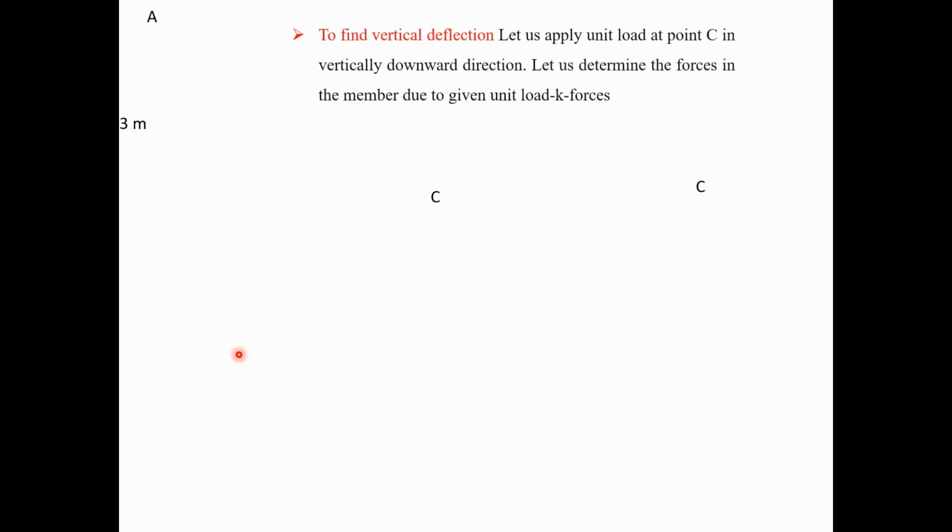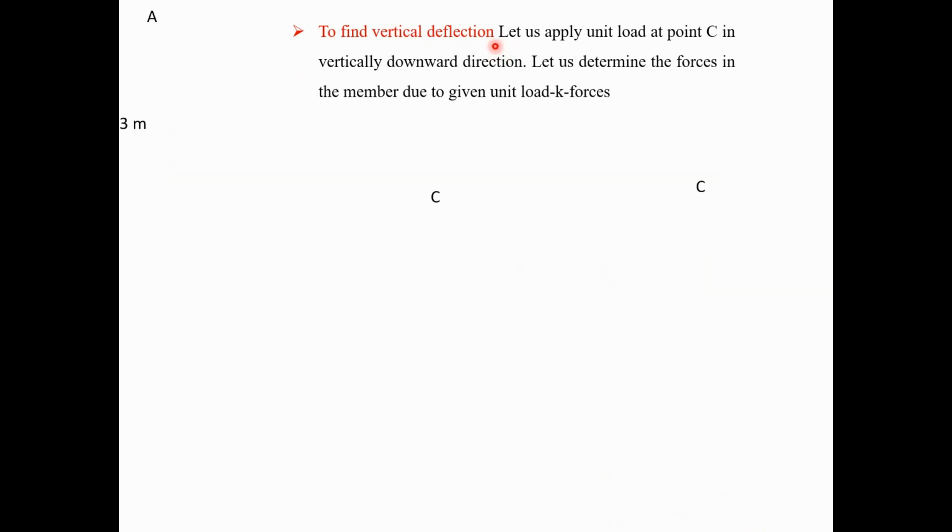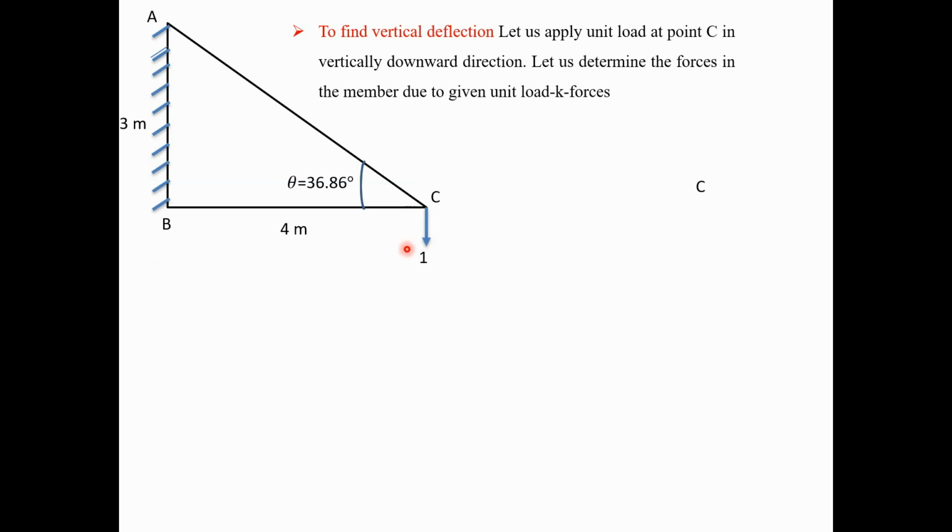Now, to find out the vertical deflection at joint C, let us apply the unit load at point C in the vertical downward direction. So you can see in this diagram, I have removed the external load and I have applied here a unit load in the vertical downward direction to find out the joint displacement of C in the vertical downward direction. So let us determine the forces in the members due to the given load, which are called the K forces. So again, consider the joint C here, and the member forces are then called KCA, KCB, and this unit load which is acting in the downward direction.